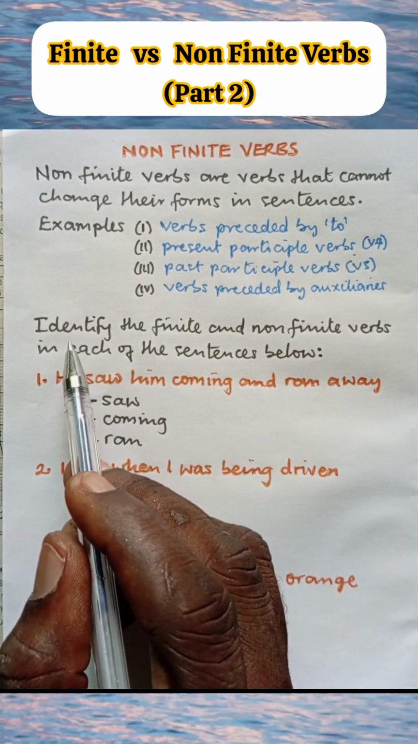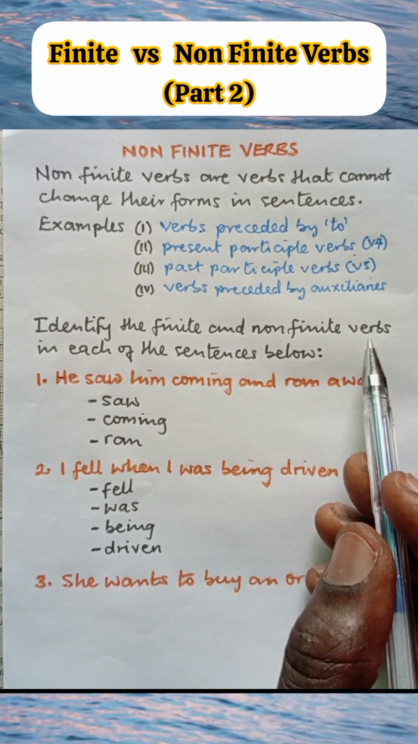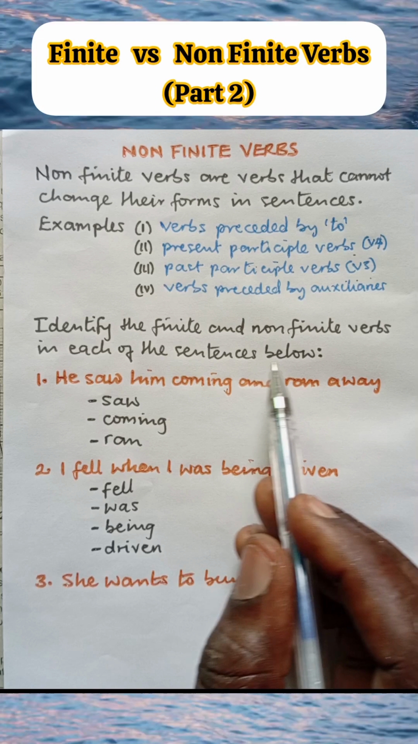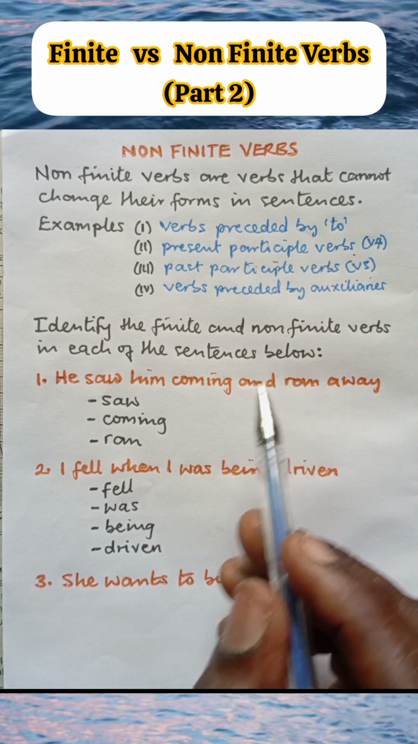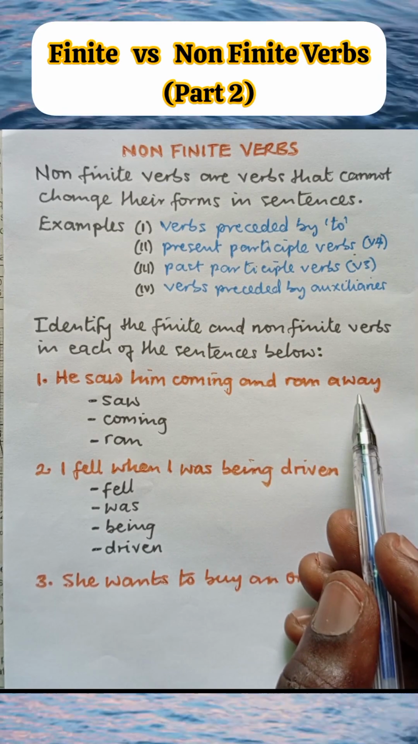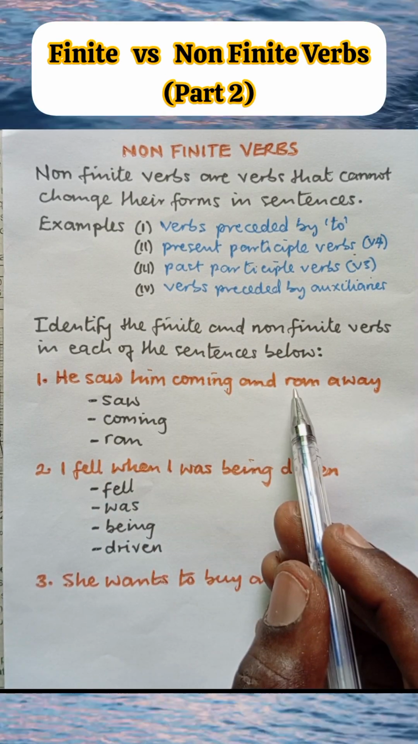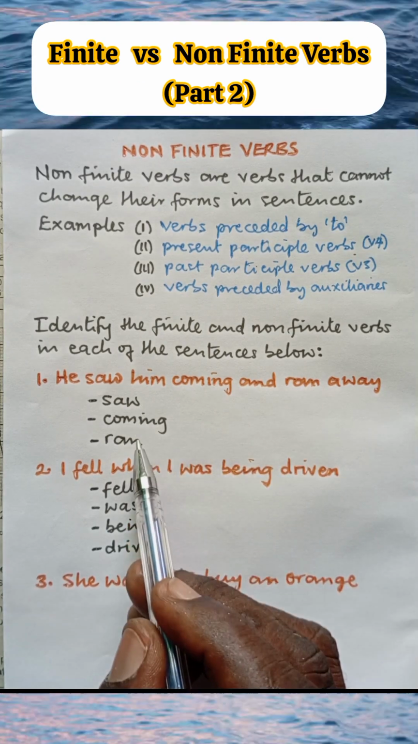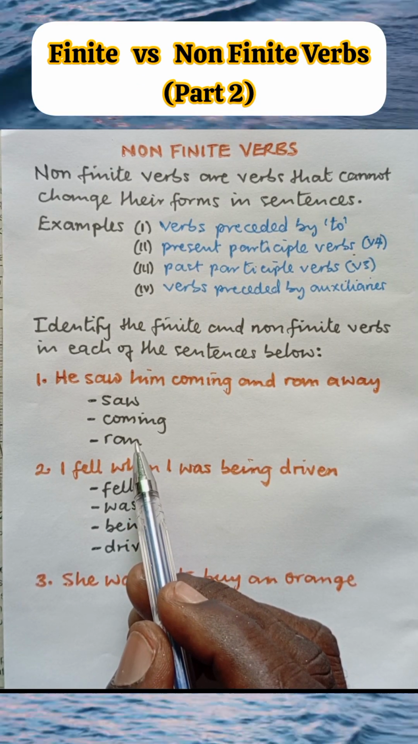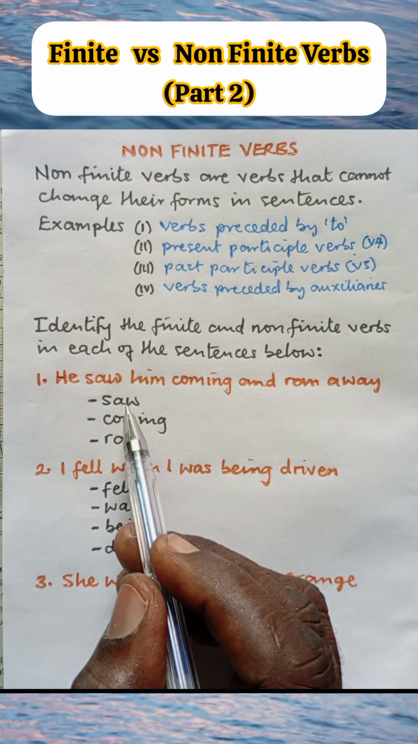Now, let us identify the finite and non-finite verbs in each of the sentences below. Number 1, he saw him coming and ran away. The verbs here are saw, coming, and ran. Which of them are finite and which are non-finite? Let us start with the first one, saw.